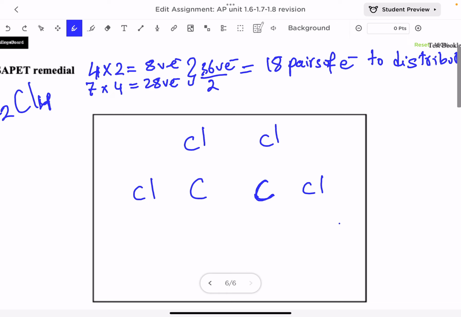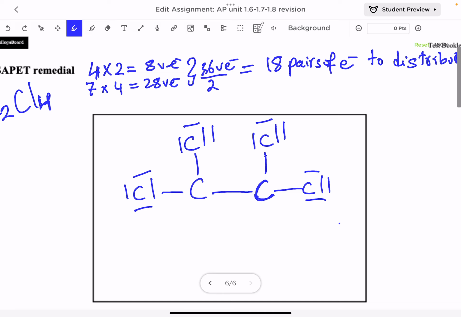First of all, connect these 2 central atoms, 1 pair. Connect the central with the terminal, 2, 3, 4, 5 pairs. Now complete the octet rule of the terminal atoms. So now I distributed 5 pairs, I continue. 6, 7, 8. Completed the octet rule of this terminal. 9, 10, 11, 12, 13, 14, 15, 16, 17. One more pair to distribute.